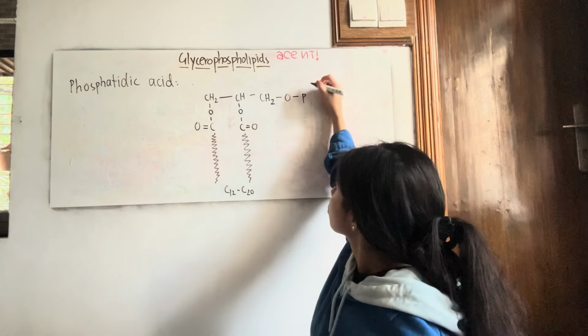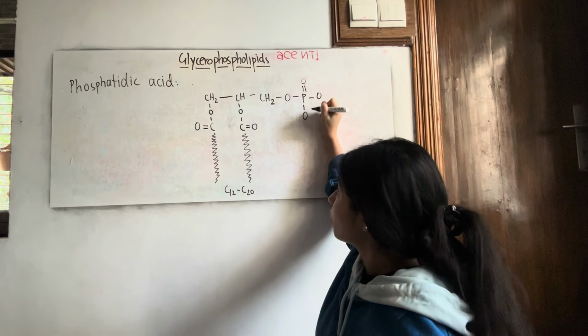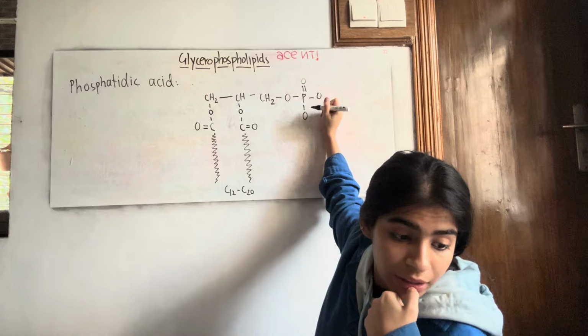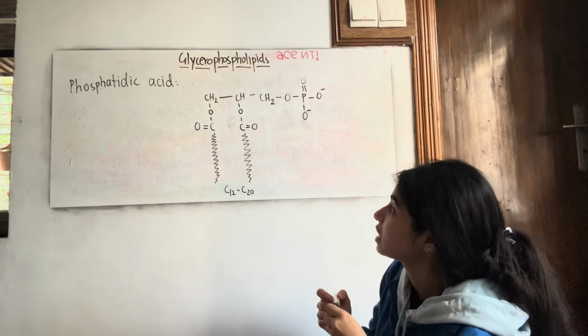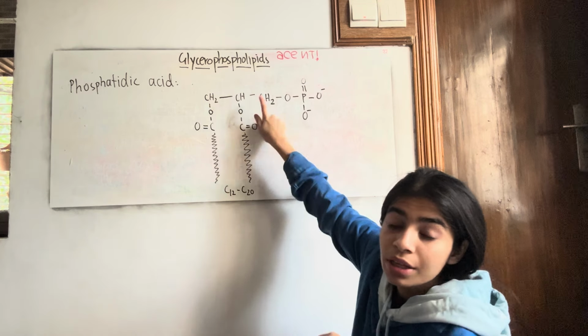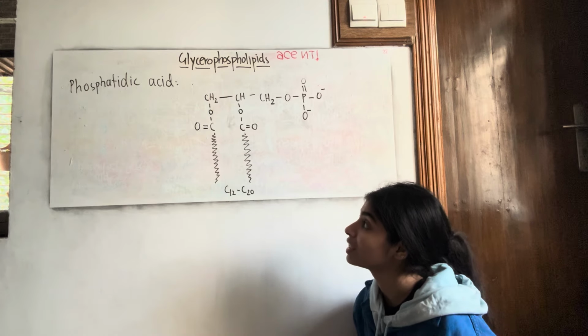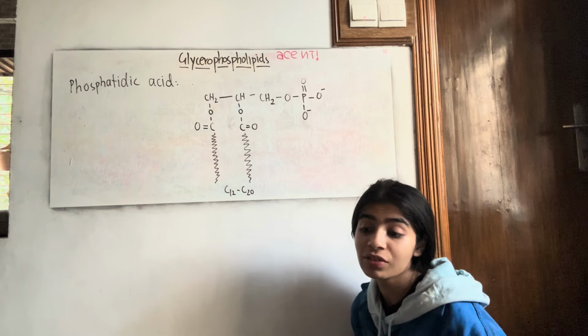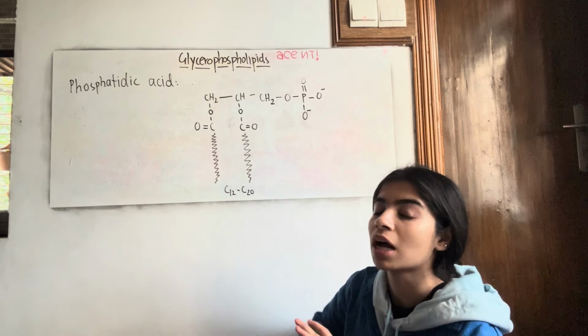Remember phosphoric acid? We're just going to phosphoric acid the crap out of this. O. Whenever you put O here like that, you have to minus this whole thing. This is your phosphatidic acid. Remember, this right here is your R group. Now keep this constant. This is like a backbone type of structure.